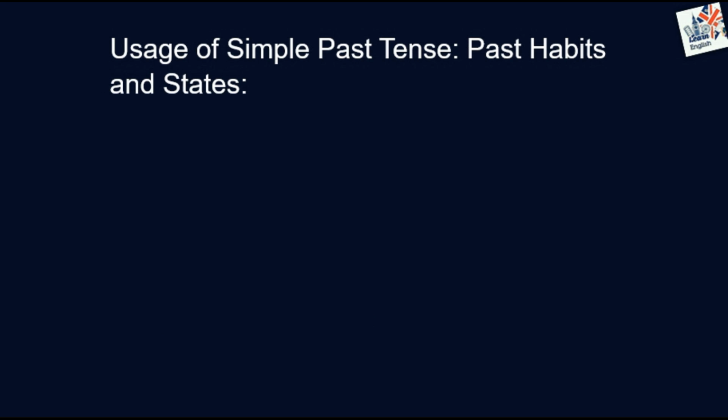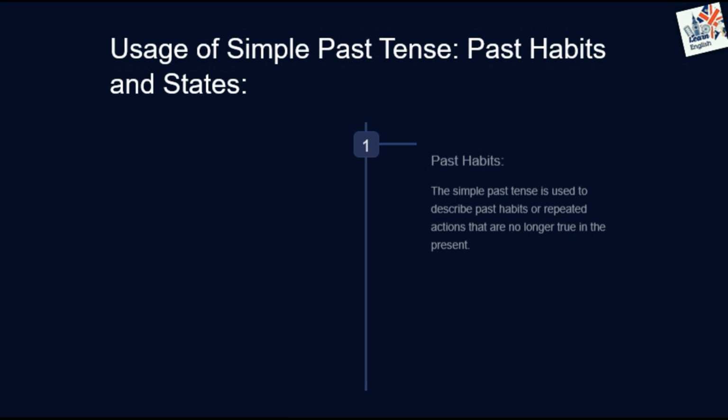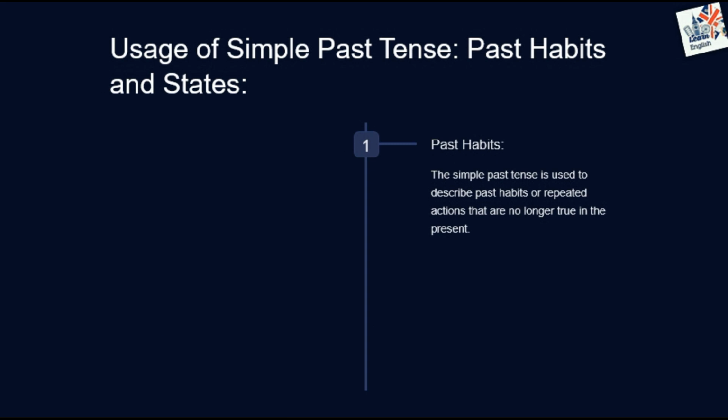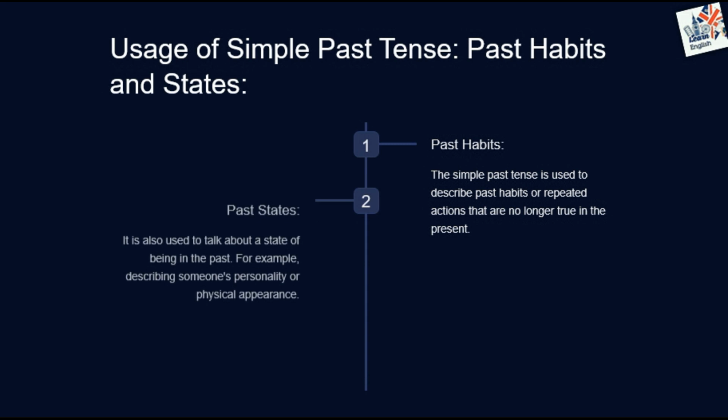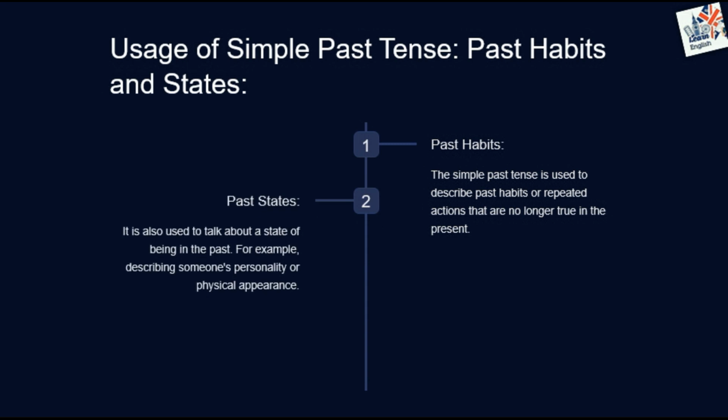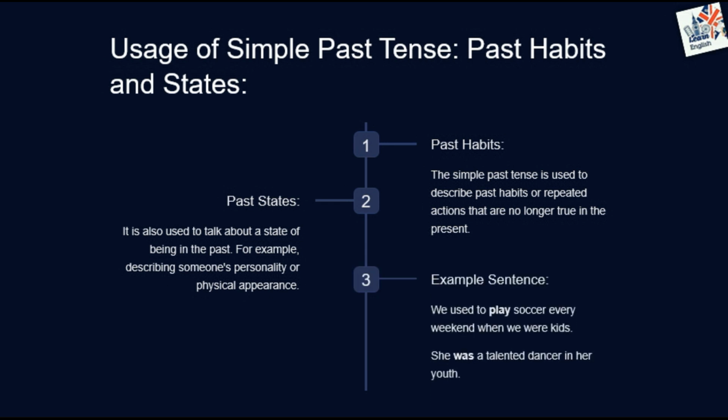Usage of simple past tense, past habits and states. The simple past tense is used to describe past habits or repeated actions that are no longer true in the present. It is also used to talk about a state of being in the past, for example, describing someone's personality or physical appearance. Example sentences: We used to play soccer every weekend when we were kids. She was a talented dancer in her youth.